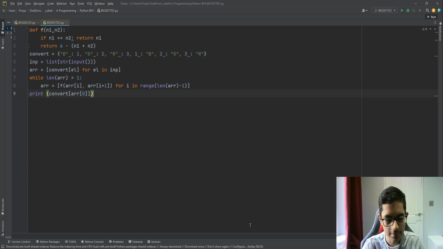So this basically outputs B, which is indeed the correct answer. And if we test on this input as well, it outputs R, which is also the correct answer. So that is pretty much it with regards to this code.